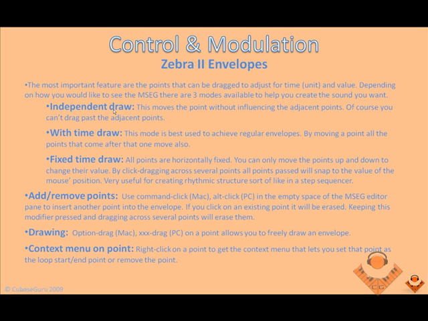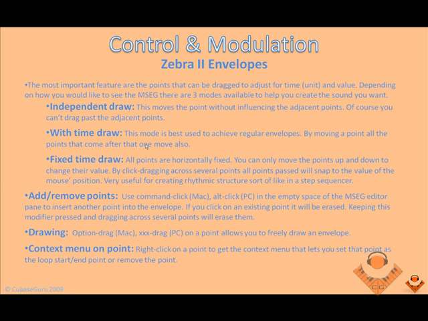Okay, one of the most important features of the MSEG are the 3 drawing modes. You have independent draw, with time draw, and fixed time draw. Independent draw allows you to move a point without influencing the adjacent point. You can't drag past the adjacent points. With time draw, this mode is best used to achieve regular envelopes. Basically what it does is, if you move a point, everything to the right of it, or everything that comes after it in time, will be moved also.